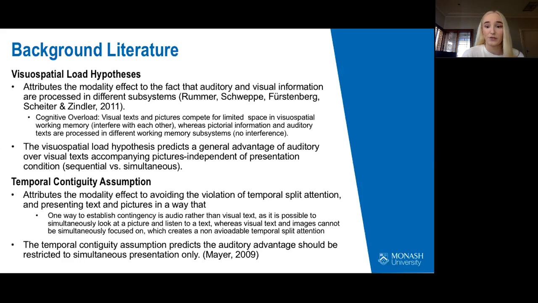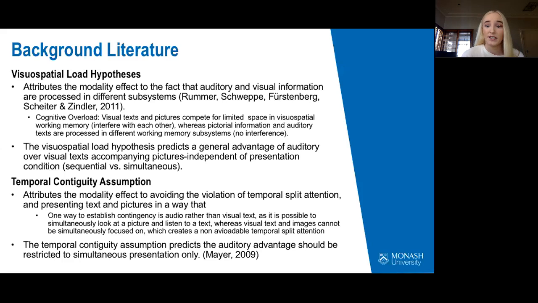The visual spatial load hypothesis attributes the modality effect to the fact that auditory and visual information are processed in different working memory subsystems. This explains the modality effect as it prevents the cognitive overload from occurring in the visual subsystem. Visual text and pictures compete for limited space in the visual working memory, resulting in interference with each other, whereas pictorial information and auditory text are processed in different working memory subsystems, resulting in no interference. Thus, the visual spatial load hypothesis predicts a general advantage of auditory over visual text accompanying pictures, independent of presentation condition.